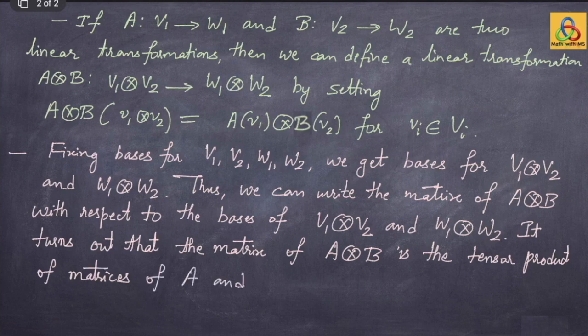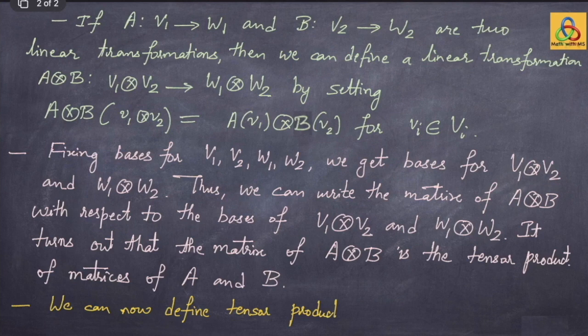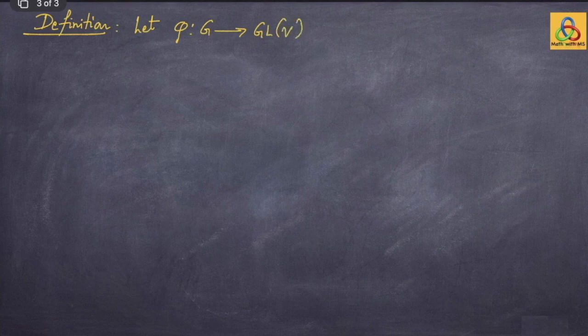Tensor product of matrices can be defined easily. If you have a matrix A and a matrix B, consider it as a block matrix where each block is B scaled by an entry from A. So if A is an m by n matrix and B is a p by q matrix, then A tensor B will be an mp times nq matrix.